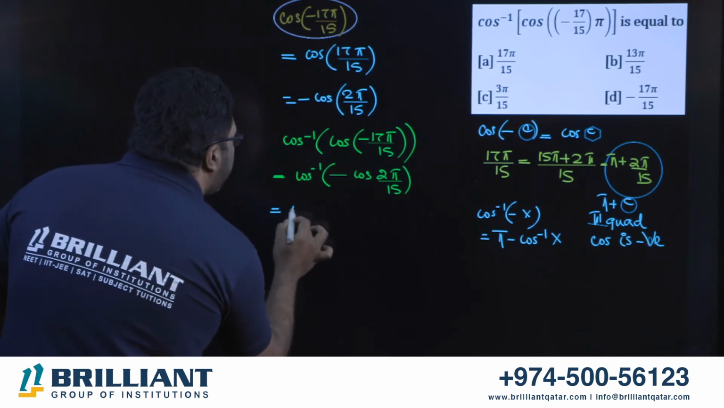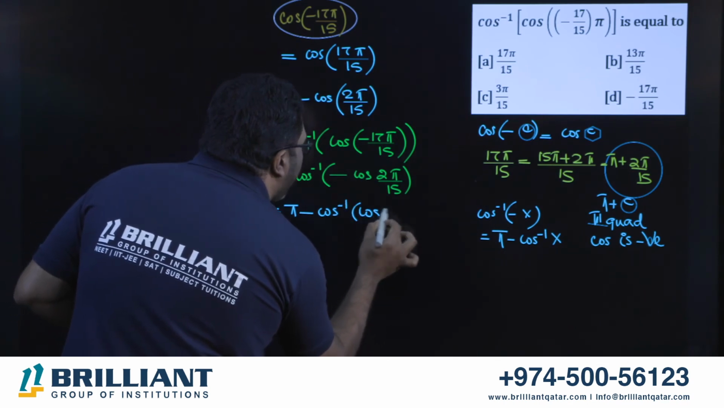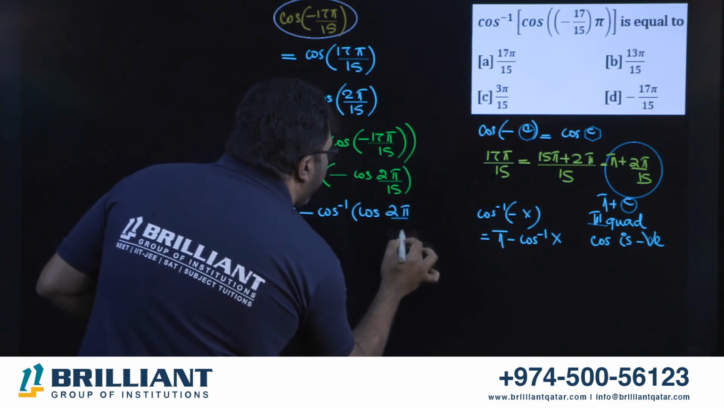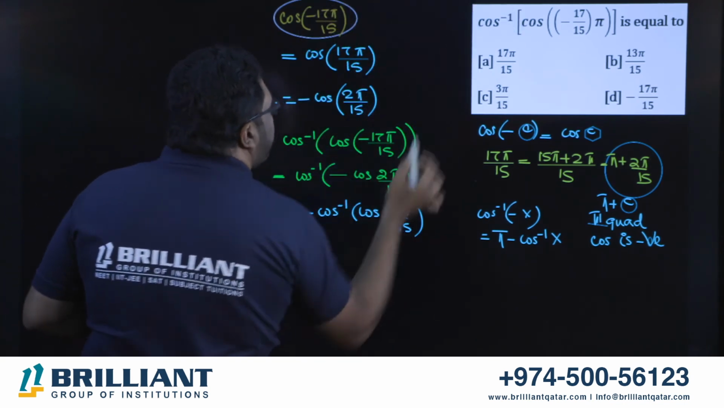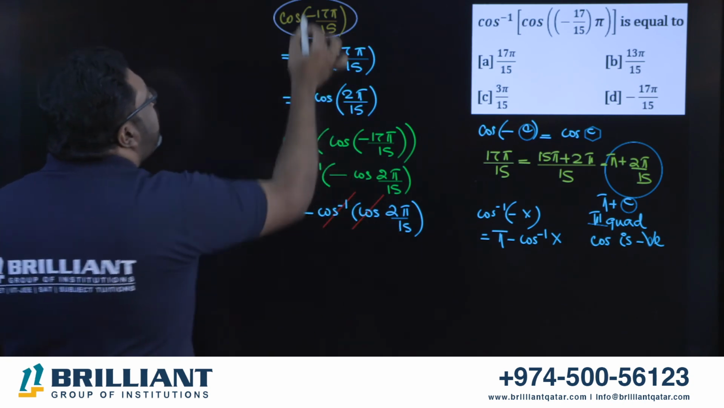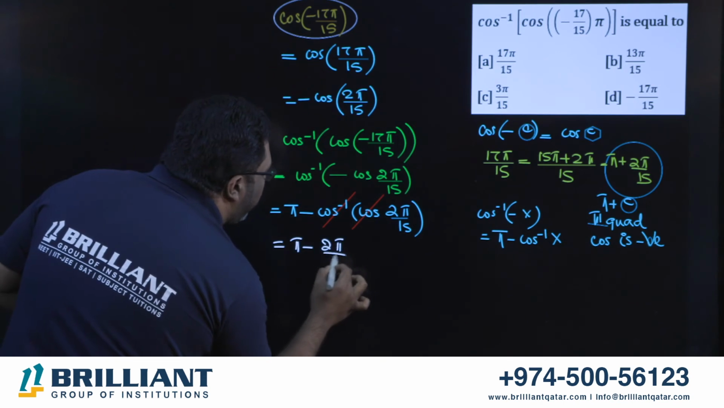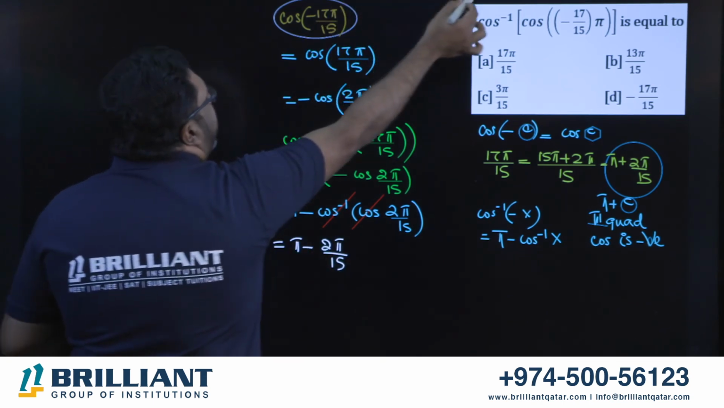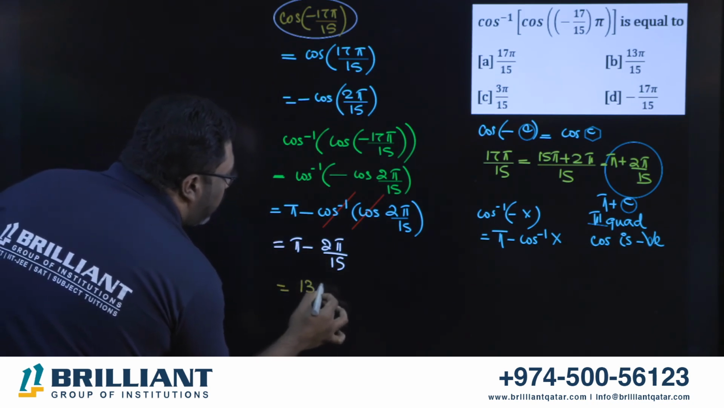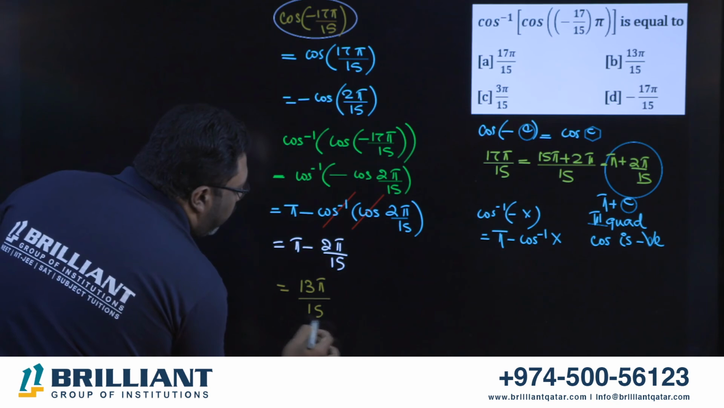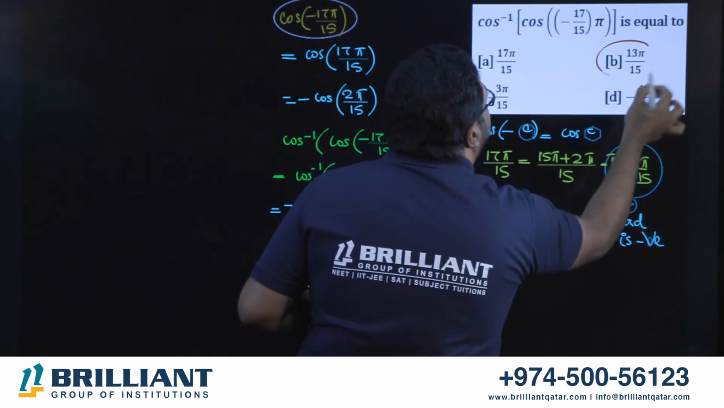Apply that here. This is going to become pi minus cos inverse of cos 2 pi by 15. Yes, cos inverse and cos will cancel. Your answer is going to become pi minus 2 pi by 15, that is equal to 13 pi by 15. My answer is option B.